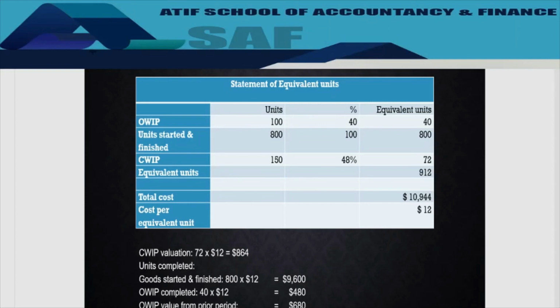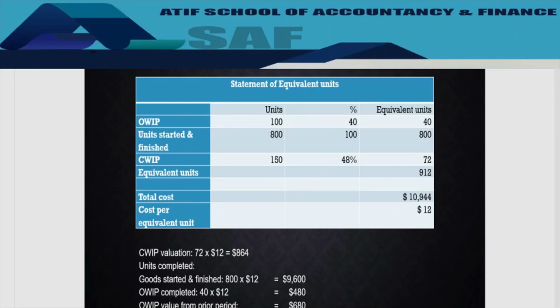To calculate the units completed value, first we have to calculate the goods started and finished value. There are 800 units which have been started in the current period and finished in the current period. So these 800 units would be valued at $12 per unit, and the total value would be $9,600 for goods started and finished.